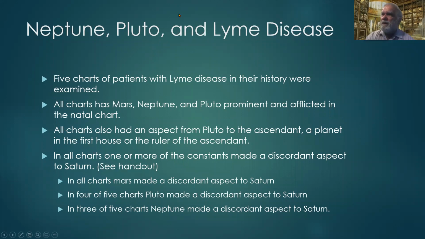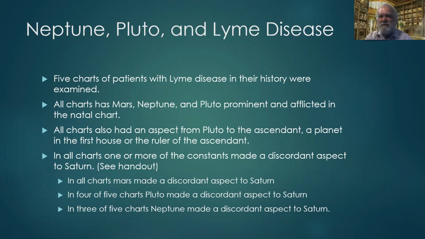I'm looking for Neptune and Mars, because our lesson starts with Mars and Neptune for tick fever. And then I'm considering Pluto there also, because it is such a devastating system-wide chronic infection that can harm people. So I only found 5 charts of people with Lyme disease.